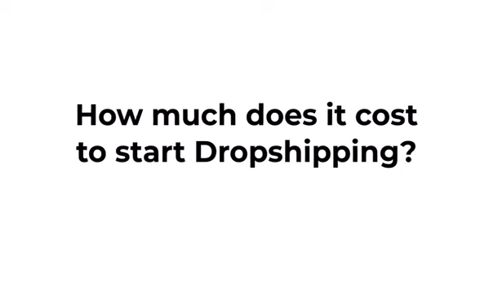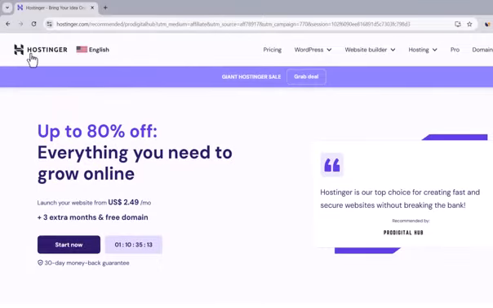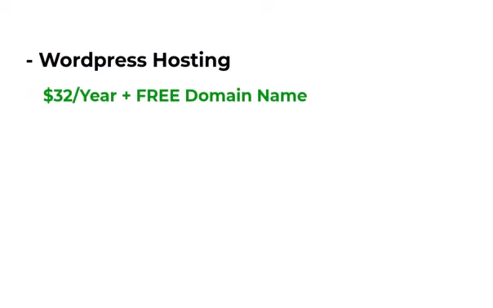How much does it cost to start dropshipping? We have two main costs to consider. The first is WordPress hosting, which costs just $32 per year. WordPress is the most cost-effective platform for building a dropshipping store without any monthly subscriptions. We're going to use the best hosting provider in the world, Hostinger, and I got you an exclusive discount, along with a free domain name. The second cost is marketing. To start, you'll need between $50 and $100. And from there you can scale your budget gradually as you aim for more sales.